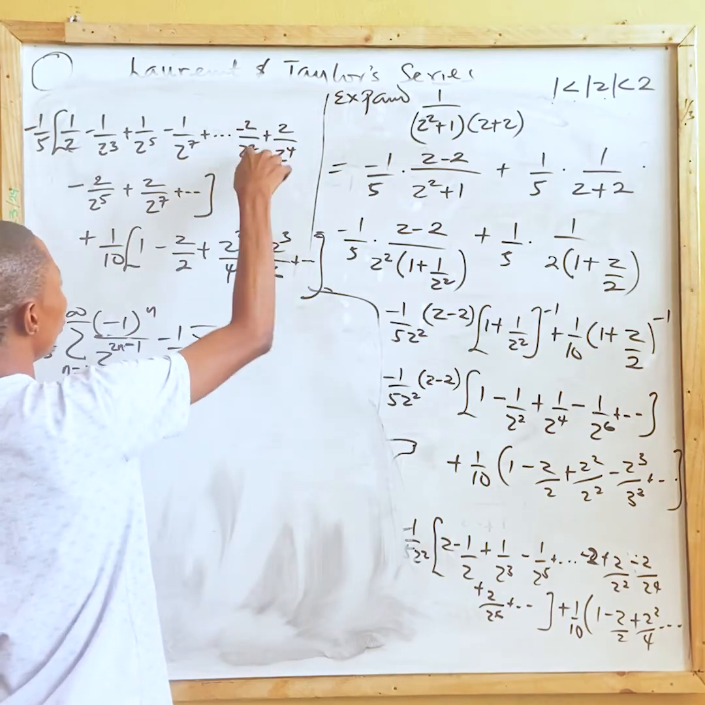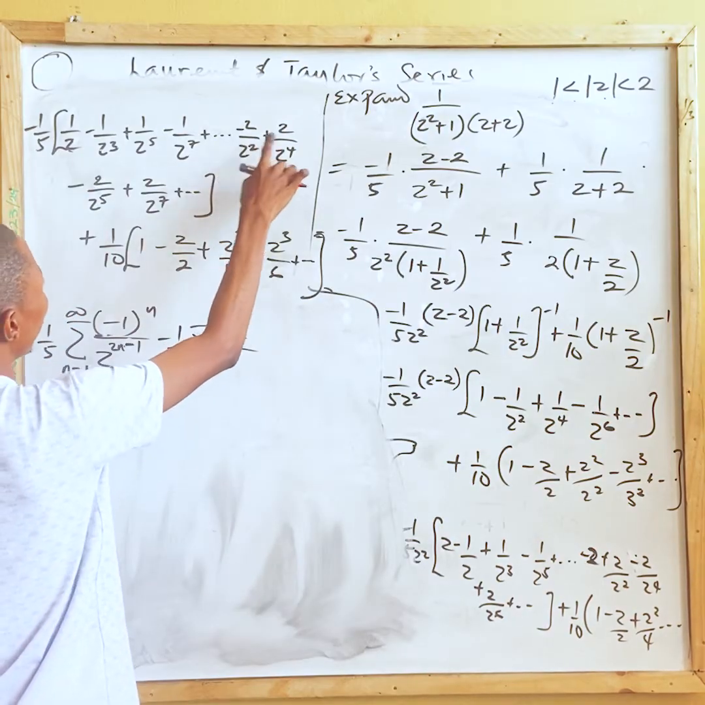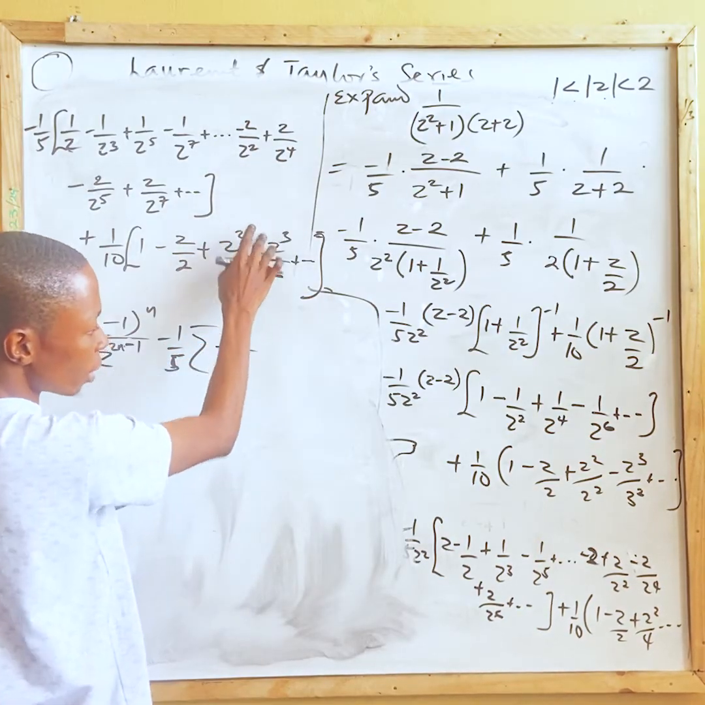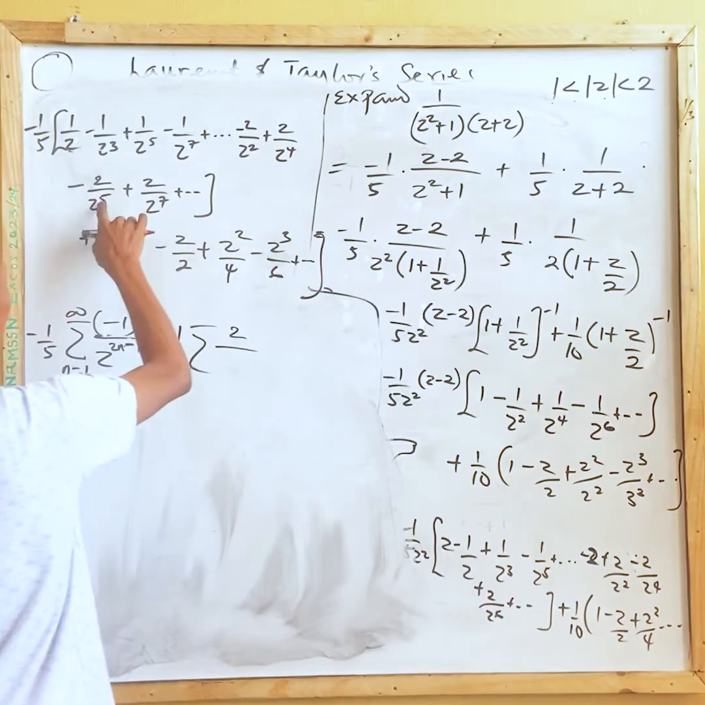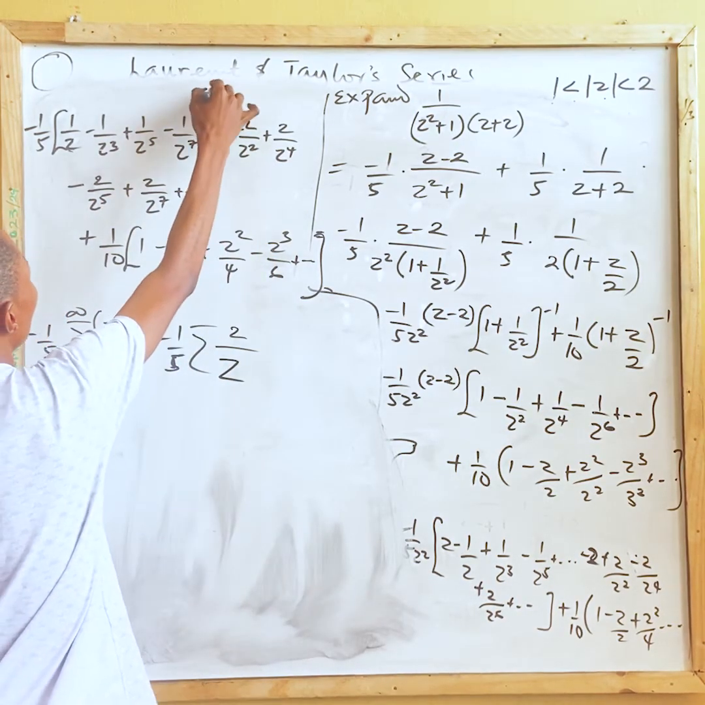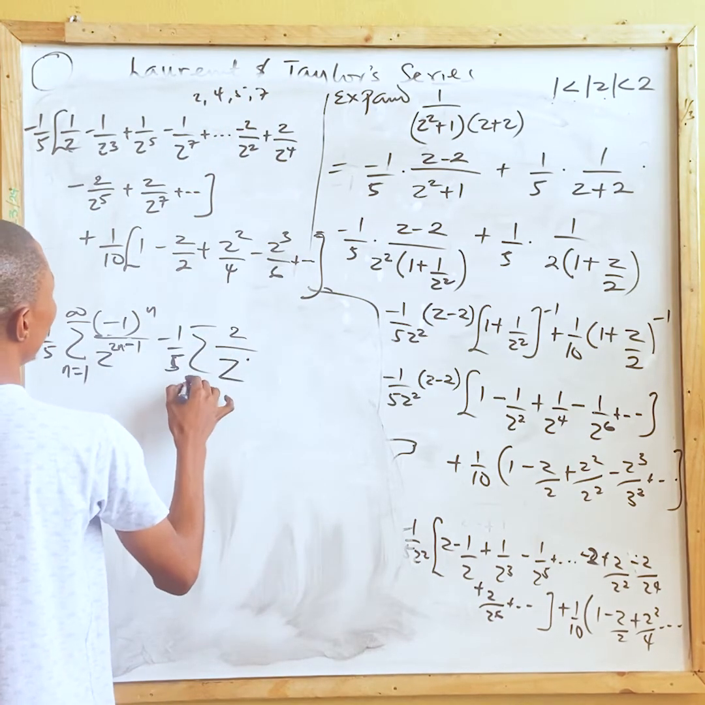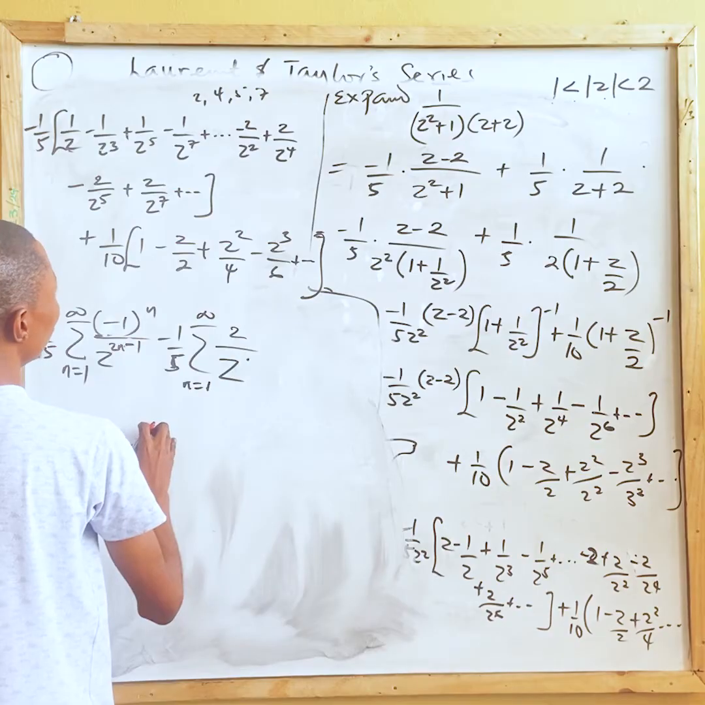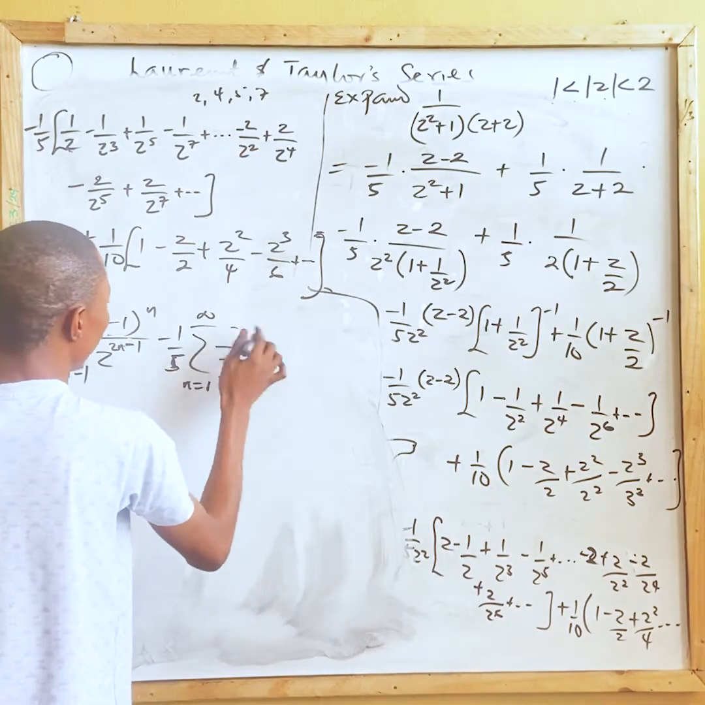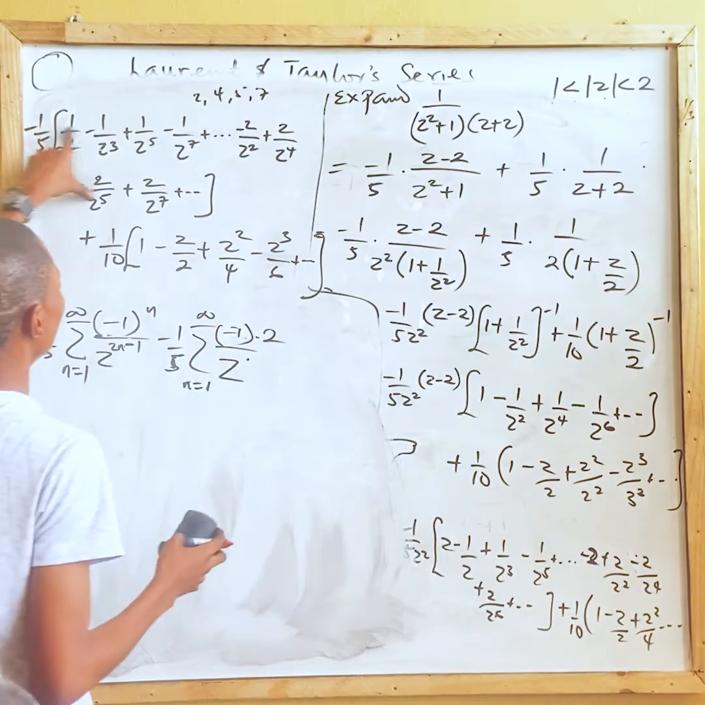This is a 2, 2, 2, 2, 2, 2. So this is 2 over z squared. This one starts from z squared, z to the 4, z to the 5, z to the 7. So z raised to power what? You're having 2, 4, 5, 7. Get the nth term of this. n starts from 1, goes to infinity. Is it alternating? If it is alternating, you put minus 1 times 2.